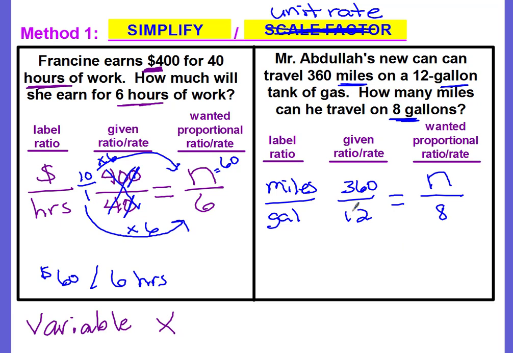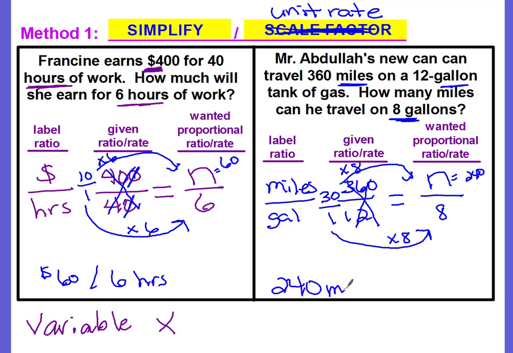I can see that I can find the unit rate by dividing. I know that I can divide by 12. 360 divided by 12 is going to give me 30. 12 divided by 12 will give me a 1. So I'm going to cross out, and now I can use the scale factor. 1 times 8 will give me 8, so I multiply 30 times 8, and my unknown amount is going to be 240. So he can drive 240 miles on 8 gallons of gas.